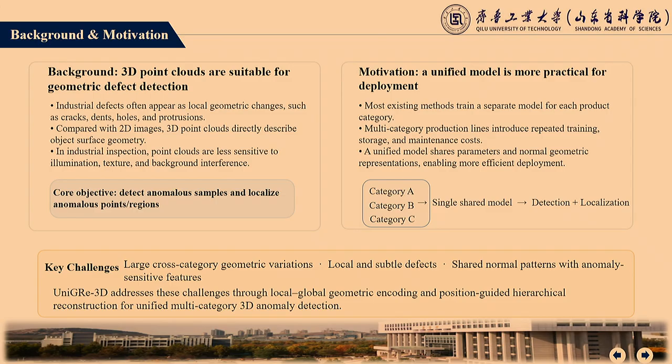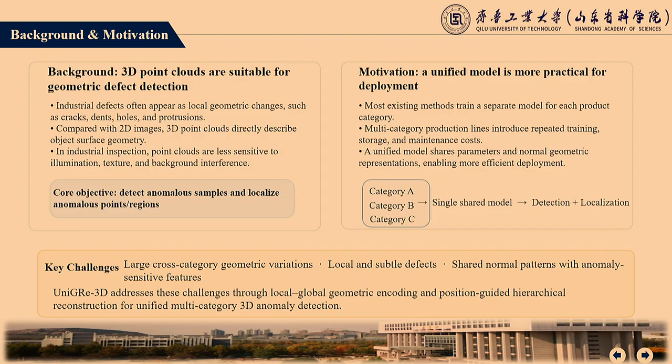The core objective of this task includes two aspects. The first is to determine whether a given sample is anomalous. The second is to further localize anomaly points or anomaly regions. However, many existing 3D anomaly detection methods usually require training a separate model for each product category. In multi-category industry product lines, this leads to repeated training, increased model storage, and higher maintenance costs.